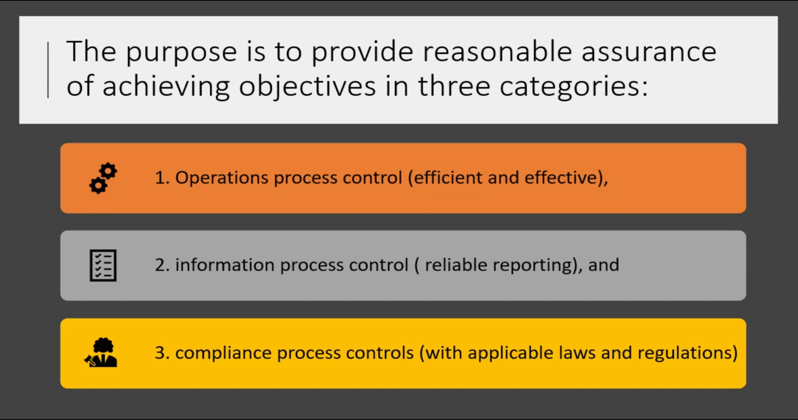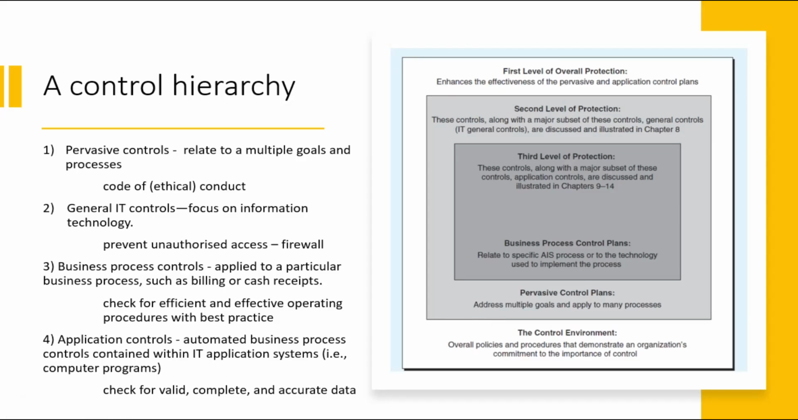The purpose of internal control is to provide reasonable assurance of achieving objectives in three categories. First is the operation process control. In relation to operations, the enterprise needs to ensure they are efficient and effective. Second is the information process control, to ensure there's reliable reporting. Third is the compliance process control, to ensure that the enterprise adheres to the laws and regulations.